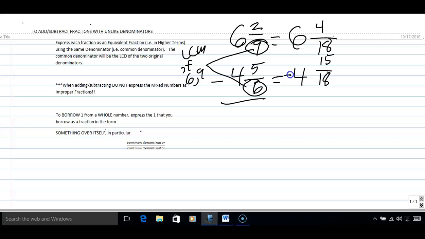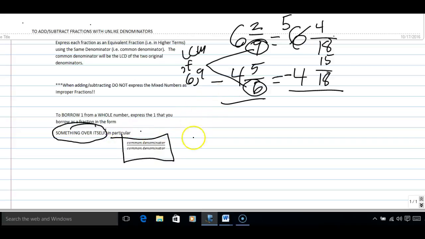Now I'm subtracting here. And again, I have an issue. I can't take 15 from 4 because 15 is greater than 4. So I'm going to have to borrow 1 from the 6, so cross it out, make it 5. And the one that I borrow is going to be expressed as something over itself. And in particular, it's going to be the common denominator over itself. My common denominator is 18. So the one that I borrow here is going to be 18 over 18.